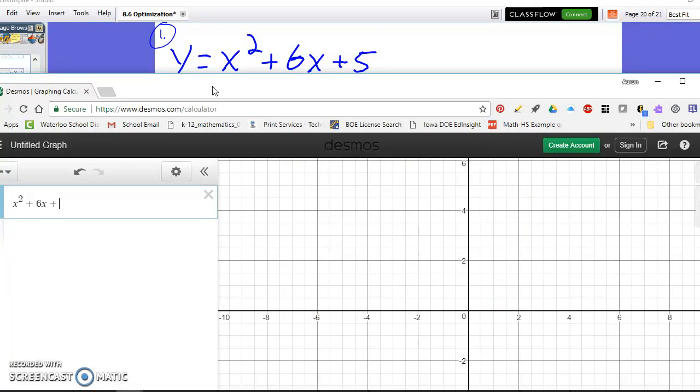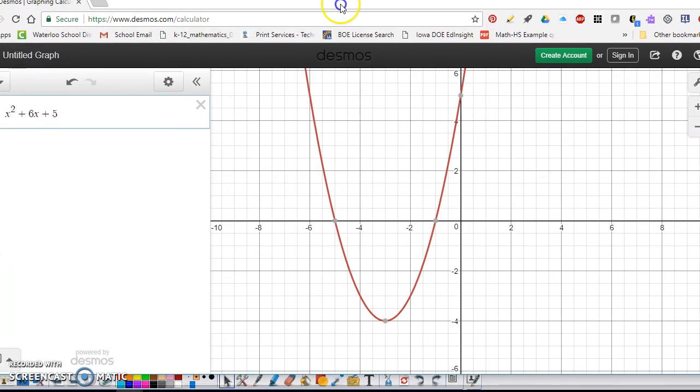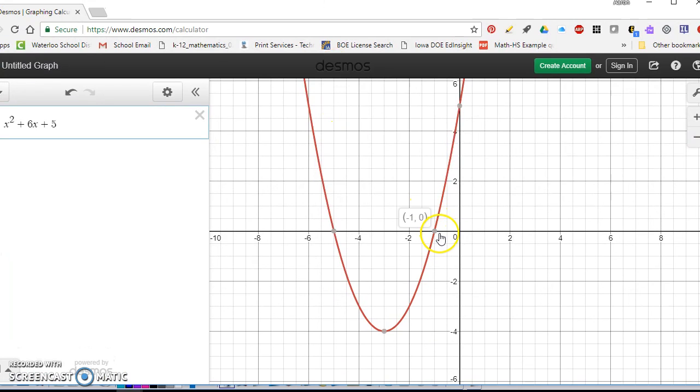So x squared plus 6x plus 5 was my graph. And that was the one I had. It looks like this. It crosses here at, I got to recognize my scale, -2. So this would be -1. Crosses at -5, 0. And my vertex is -3, -4. Okay? Notice Desmos even labels those points for you as important points.